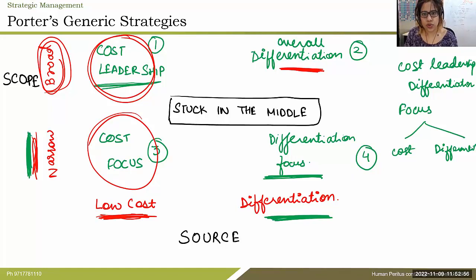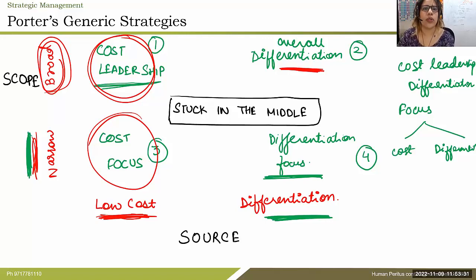These Porter's generic strategies come under the business level strategies. Generic strategies are those strategies which provide the organization a direction so that they can beat their competitors and gain the competitive advantage. So basically, Porter's generic strategies help us to gain the competitive advantage. What is competitive advantage? Competitive advantage means that you are gaining market presence, you are gaining market dominance, and you are beating all your competitors and rivals. So this was Porter's generic strategies.